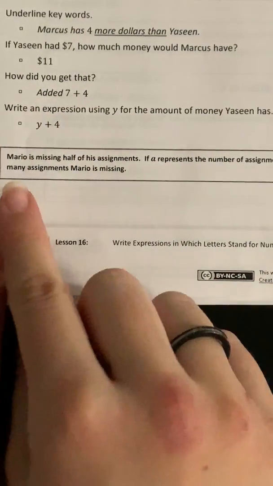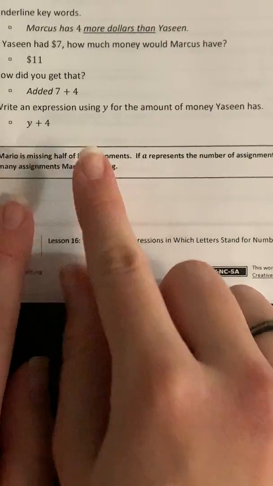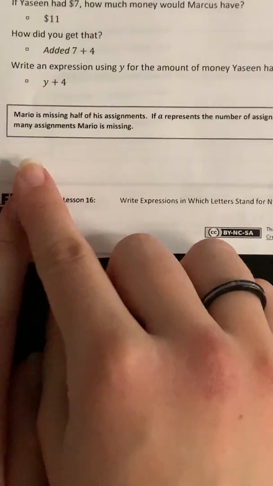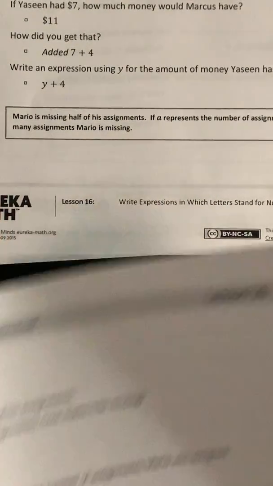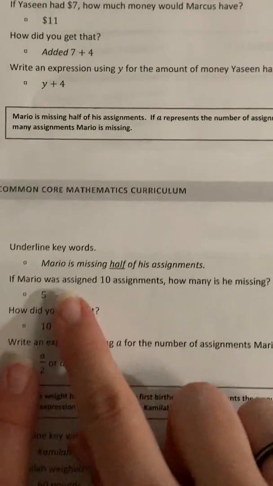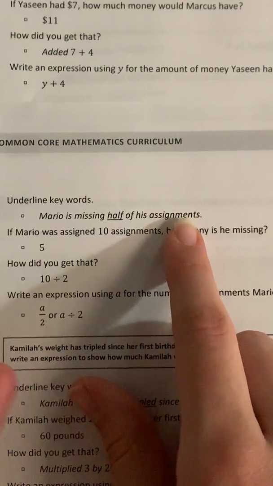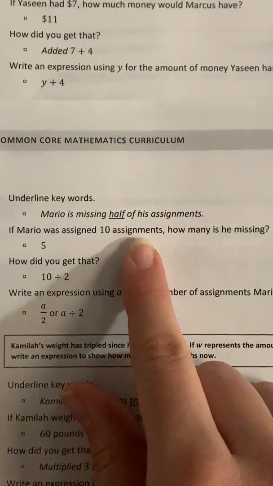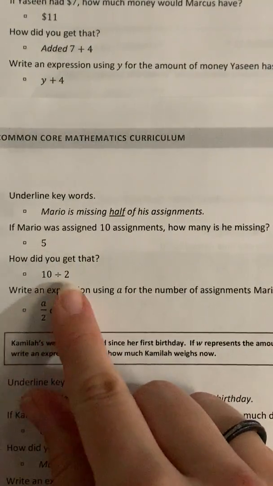Let's look at another one. Mario is missing half of his assignments. Oh no. If A represents the number of assignments, write an expression to show how many assignments Mario is missing. So if we start out by looking at the keywords, Mario is missing half of his assignments. We don't know how many assignments he started with. So let's say he was assigned 10. That means he's missing 5. And we got that by doing 10 divided by 2.